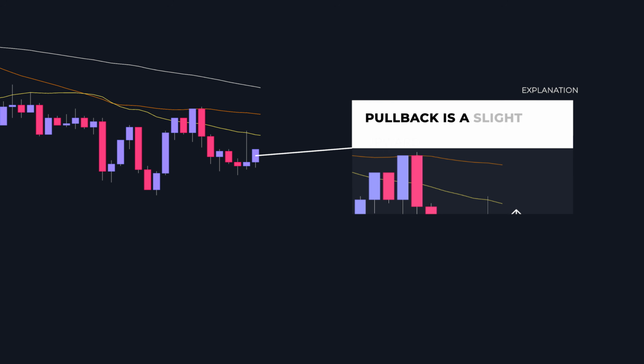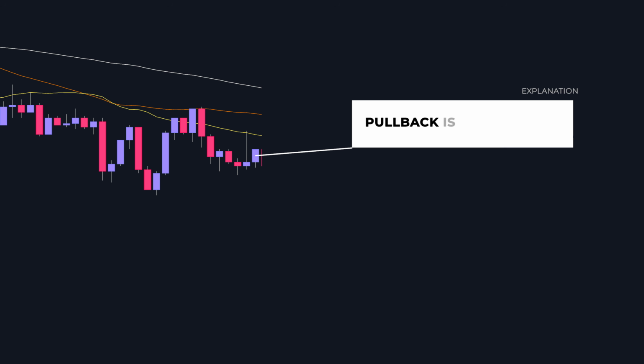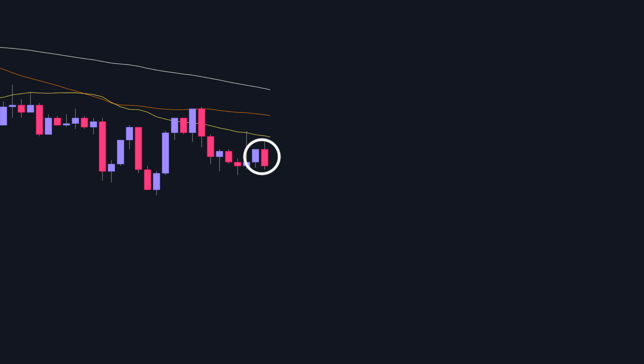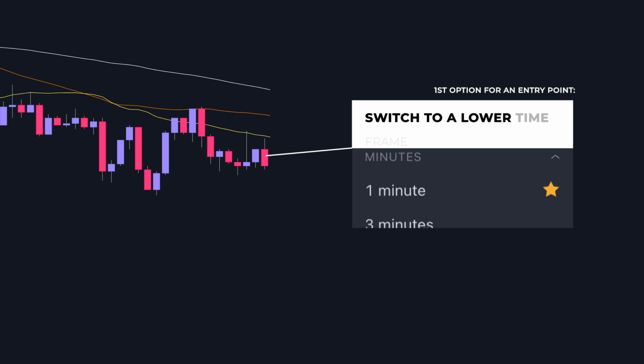Once you see this occur, the next step is to wait for the price to pull back. Now this pullback is a slight upward movement, but it doesn't surpass the moving averages, acting as a temporary pause rather than a reversal. To determine the exact point of entry after that pullback, you basically have 2 options. The first option, you can switch to a lower time frame for a more detailed view, or you can remain in your current time frame for a broader outlook.